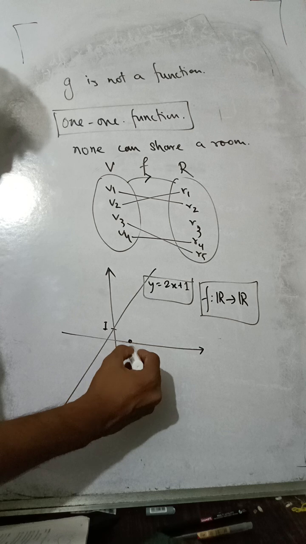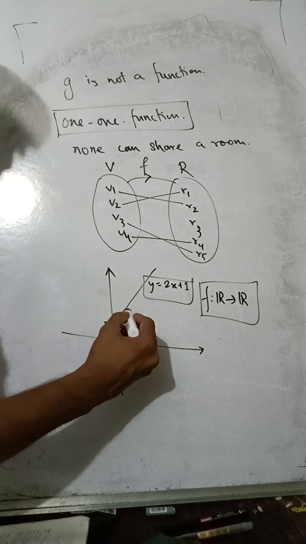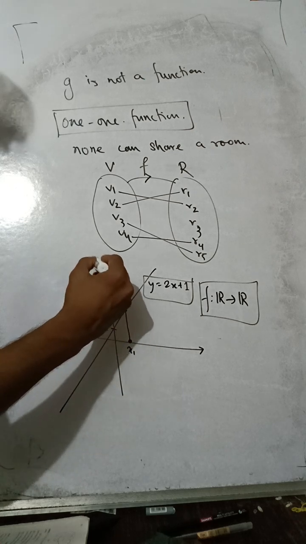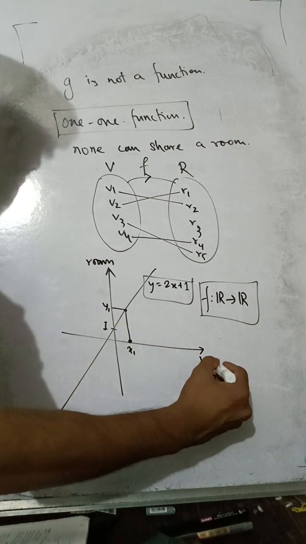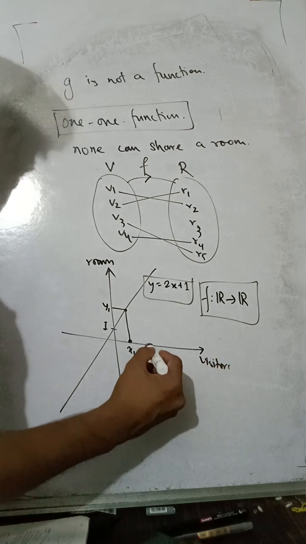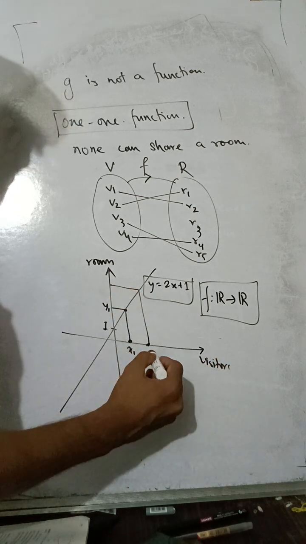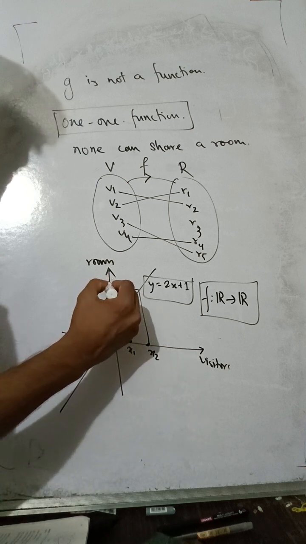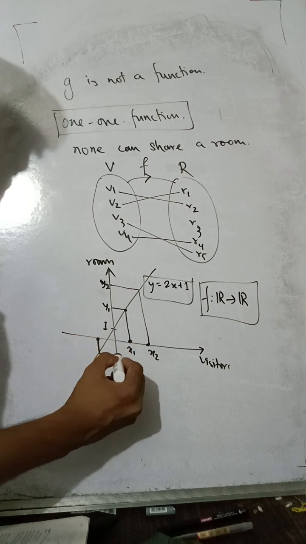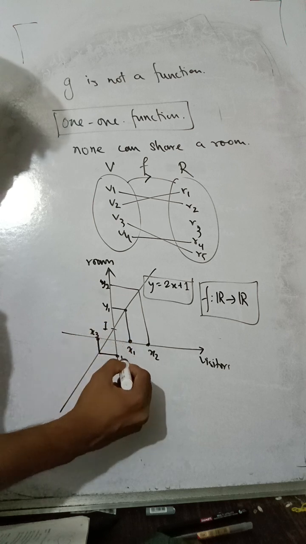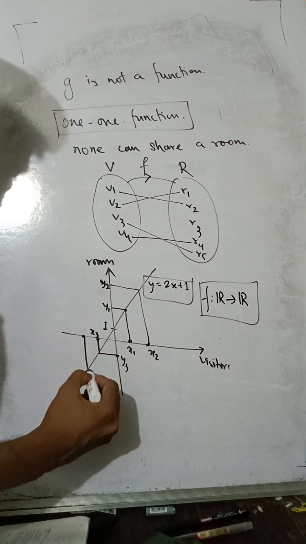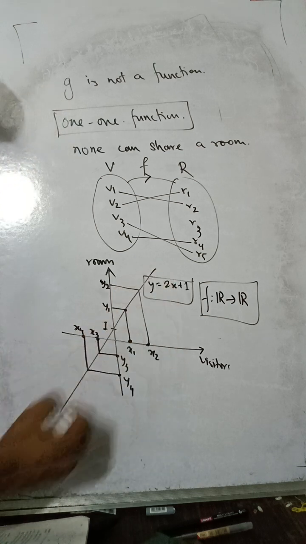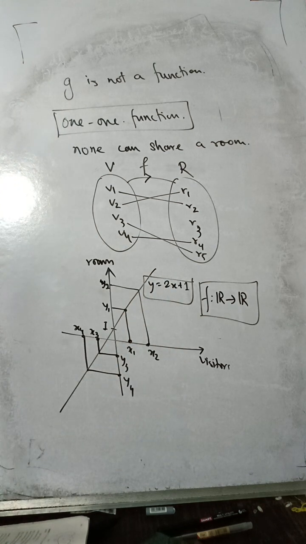Why is that so? Because every x, suppose this x1 moves into this y1. So this is basically our rooms here, and this is our set of visitors. And this x2 is moving to this one. So you will see every visitor will have a different room. Suppose this is x3, x3 will move into y3. No two visitors are sharing a room. This is impossible for this. So this straight line is basically a one-one function.